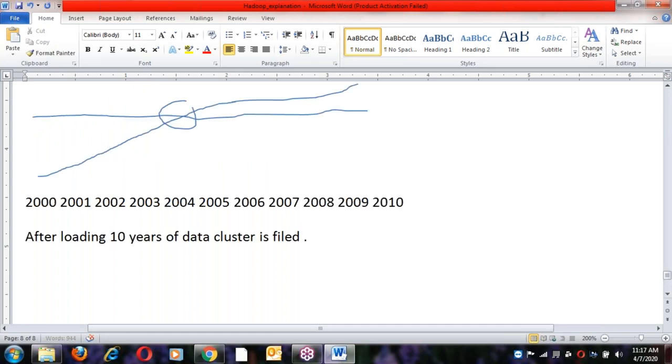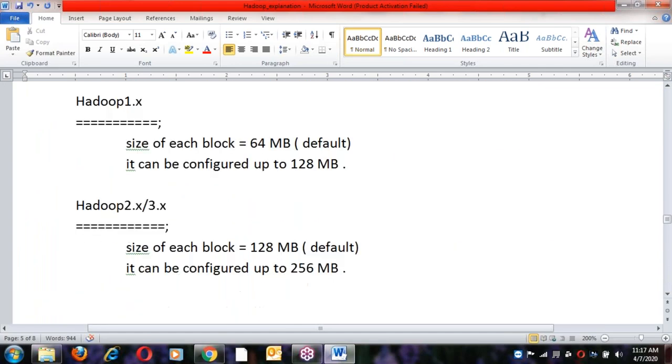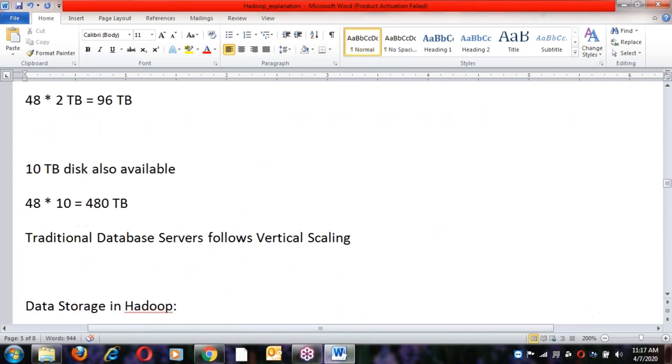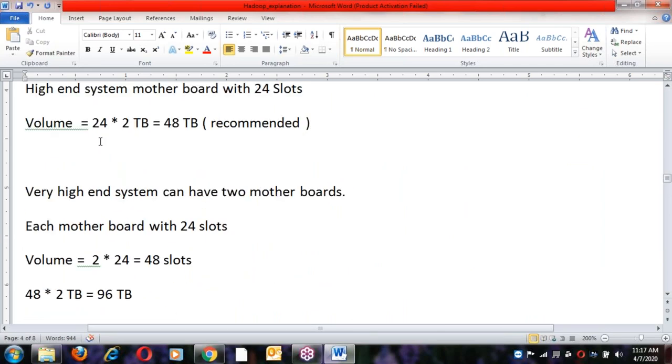See, previously we discussed the traditional system, right? What is the maximum capacity of a traditional system? 480 TB, a very high-end system, but this is not recommended. The recommended size is 40 TB, and a traditional system can be increased up to a maximum of 48 TB. If it goes beyond 48 TB, what happens? It fails. There is a limit for the traditional system. Once it reaches 48 TB, it fails.